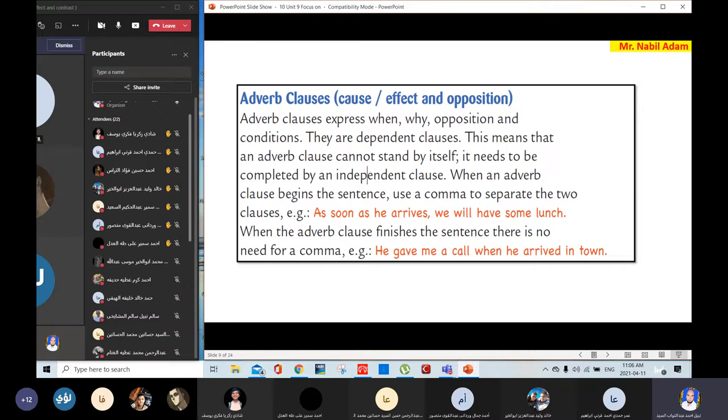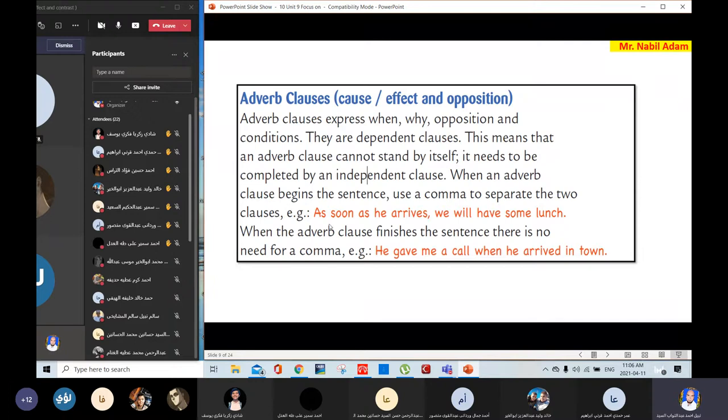So an adverb clause cannot stand by itself or alone. It needs to be completed by an independent clause. We can put a comma between them. When an adverb clause begins the sentence, use a comma to separate the two clauses. You should use a comma.